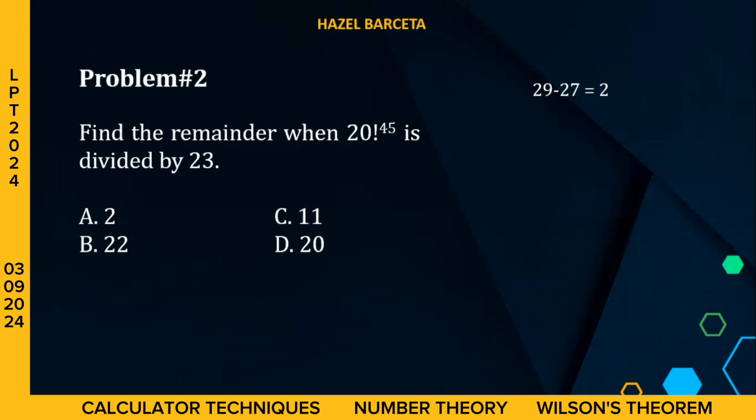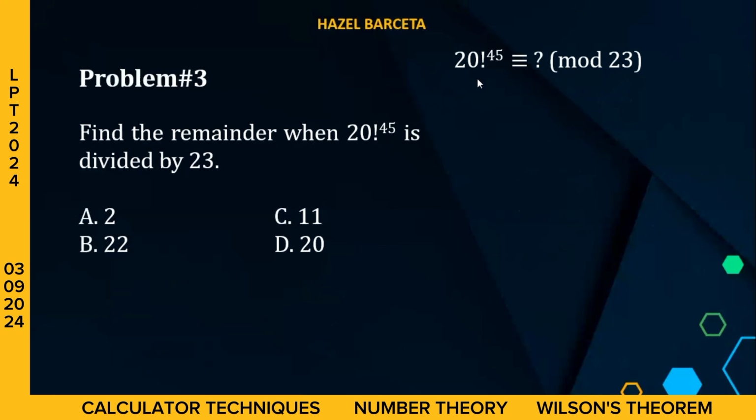Problem number 3. Find the remainder when 20 factorial raised to 45 is divided by 23. Dito, medyo mas mahirap na po ito. We have our problem, 20 factorial raised to 45 is congruent to an unknown remainder na hinahanap po natin, mod 23. Paano na po natin ito gagawin?